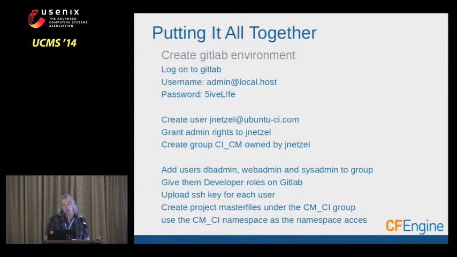I gave them developer roles, each one of these, the DB admin, the web admin, sysadmin, which means basically they can just go directly to staging. No one's going to give them any grief about it. Upload the key for each user. You can either do that or make sure they do it. It's entirely up to you. And then I created project master files, and I used the CMCI namespace for the namespace access, which means all of them can approve those changes.